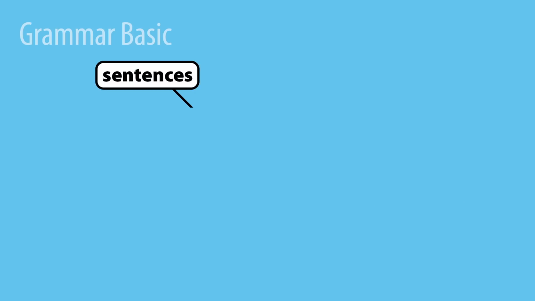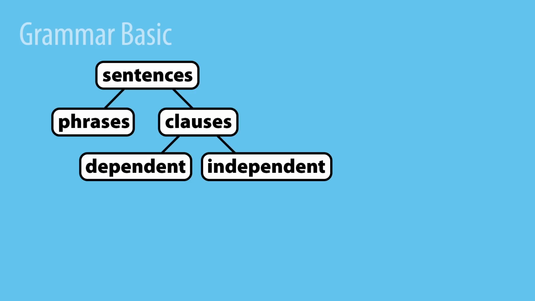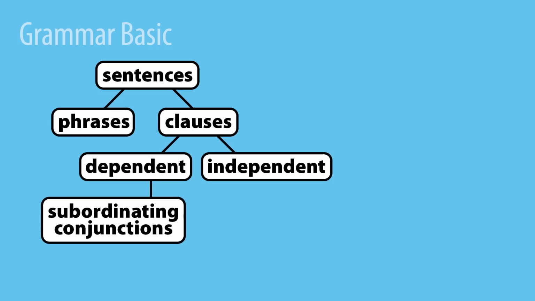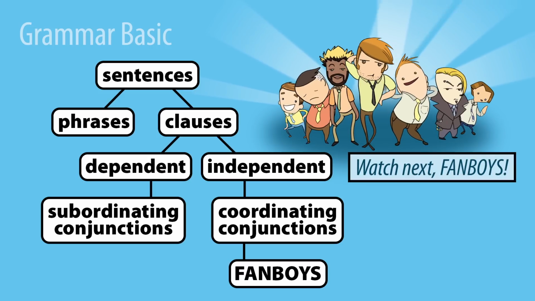Sentences can have lots of combinations of independent clauses, dependent clauses, and phrases. These get connected by punctuation, subordinating conjunctions, or the fabulous fanboys, coordinating conjunctions. Be sure to catch the fanboy video next.